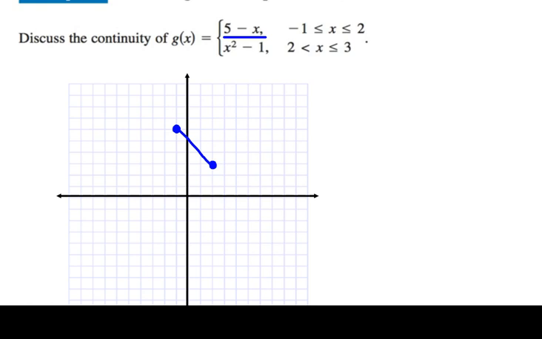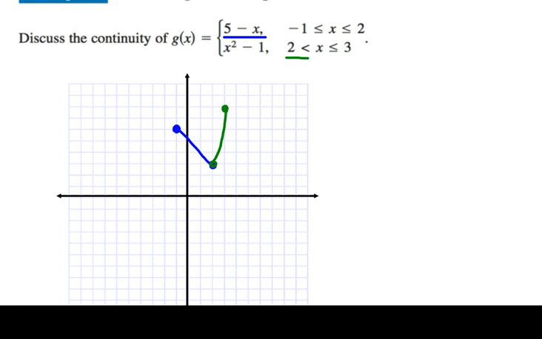X squared minus 1, that's a curve. So sorry for that. When I put a 2 in, it's going to be an open circle. 4 minus 1 is 3. But the closed circle fills the open circle. And then when we put a 3 in, I get an 8 out. So this is going, and that's a closed circle. So this is going to be a curve right here.